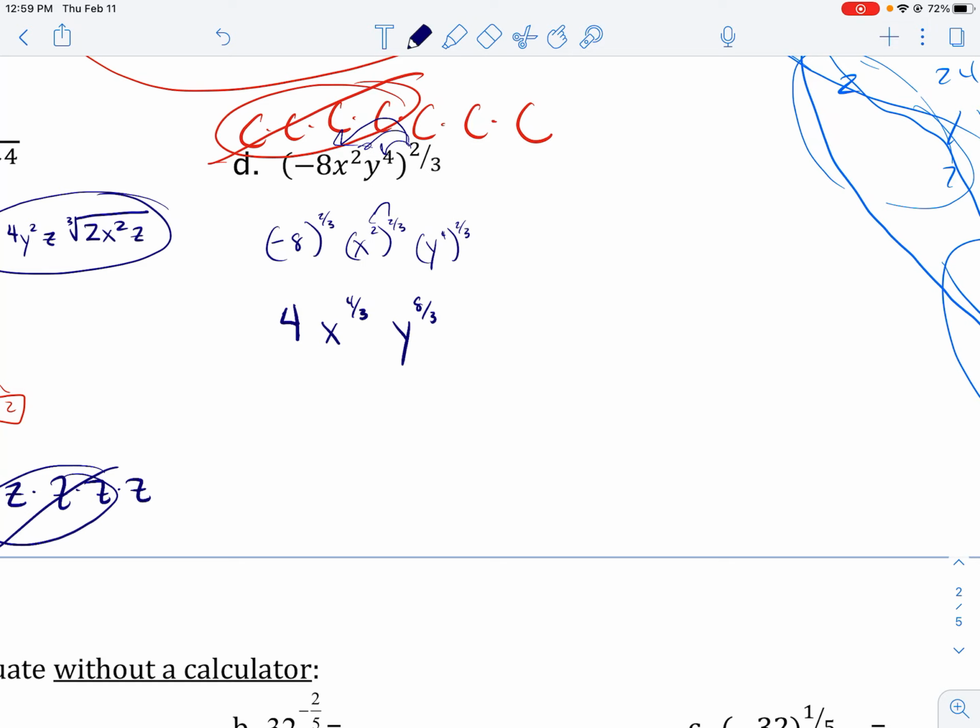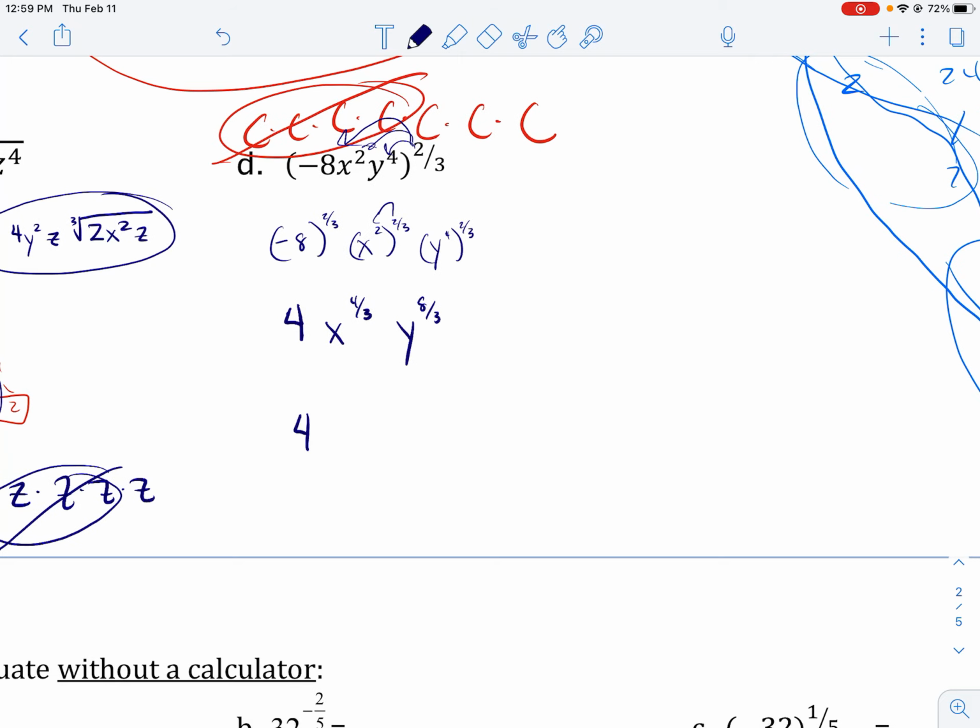Okay, and so now we got to figure out what we can bring out and what can be left behind. Eventually I'd like you guys to utilize this trick, but for now, let's just write this how we have it here. So this is going to be x to the 4/3, and this is going to be y to the 8/3.